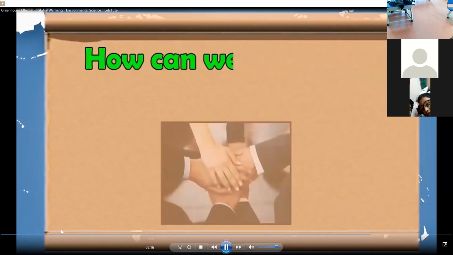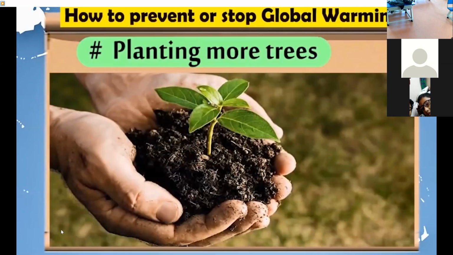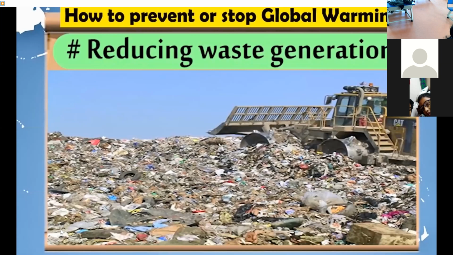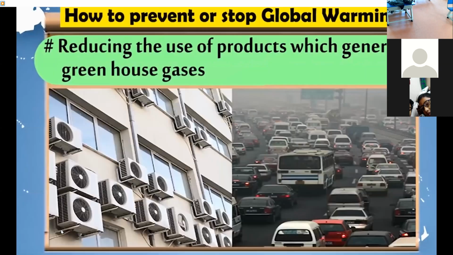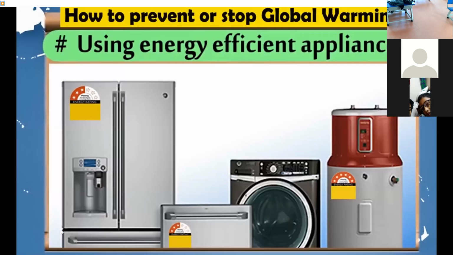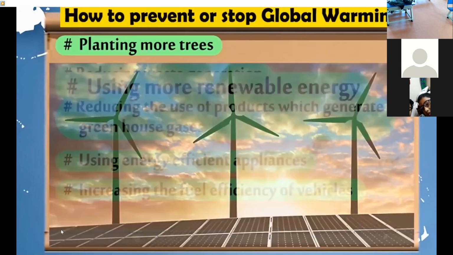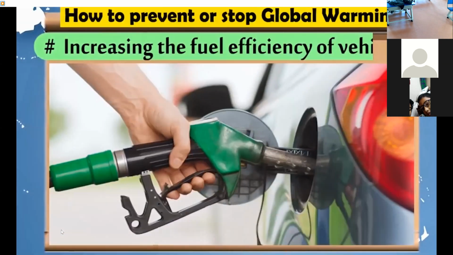But what can be done by us? How can we contribute in reducing global warming and also its consequences? Well, planting more number of trees, reducing waste generation, reducing the use of products which generate greenhouse gases, using energy efficient appliances, increasing the fuel efficiency of vehicles, using more renewable energy, or say switch into greener ways which cause less harm to our environment.